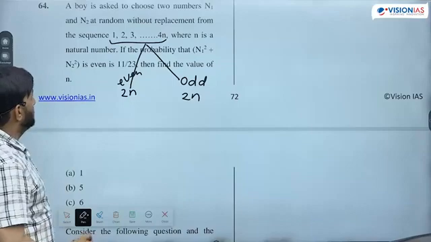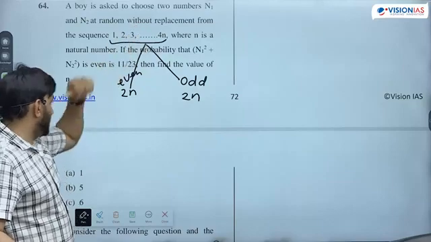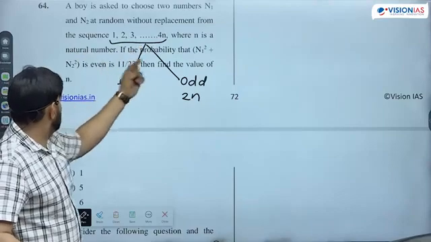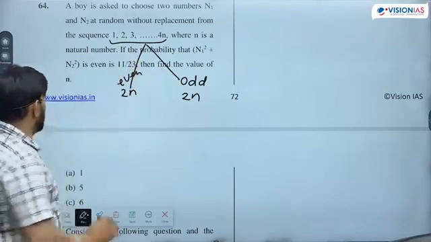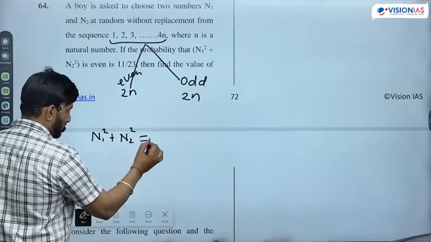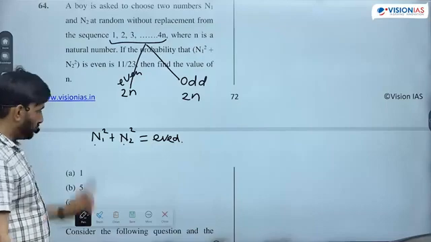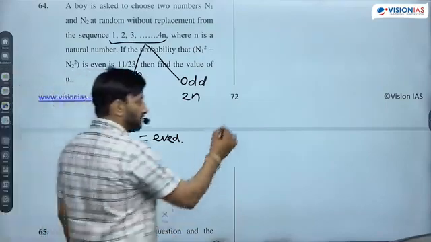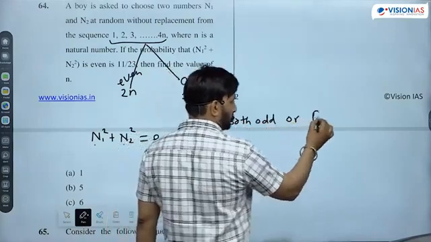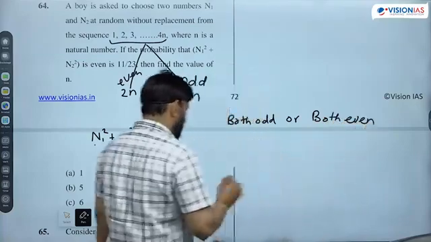The probability that the person is taking how many numbers? A boy is asked to choose two numbers at random, n1 and n2. The probability that n1 square plus n2 square is even. n1 square plus n2 square will be even. ये even कब हो सकता है? Either both are odd or both are even. So they can be both odd or both even. What is the total number of cases?